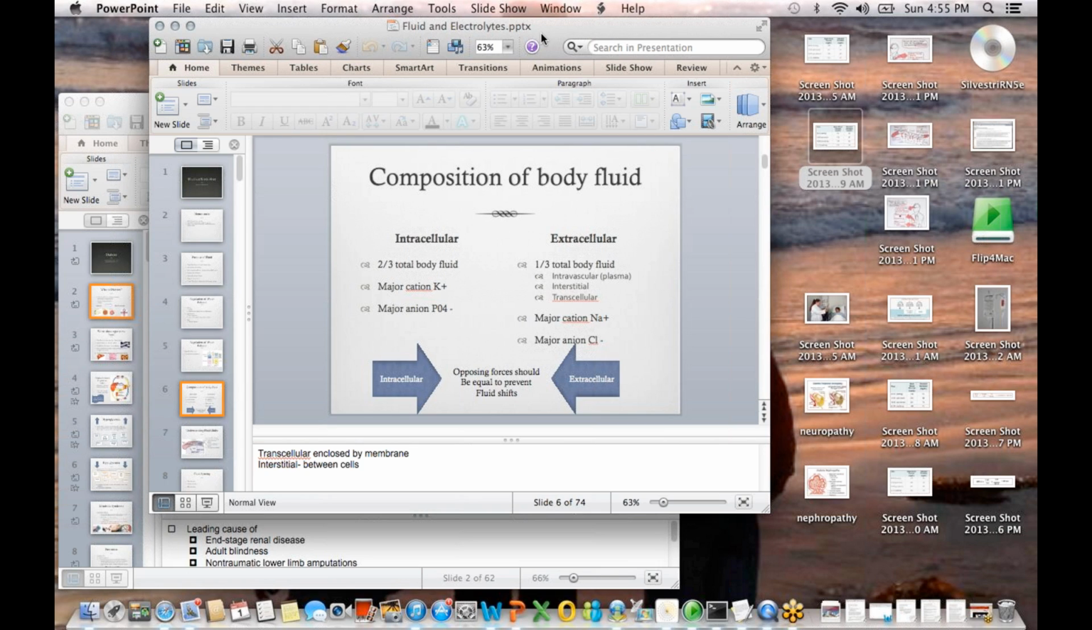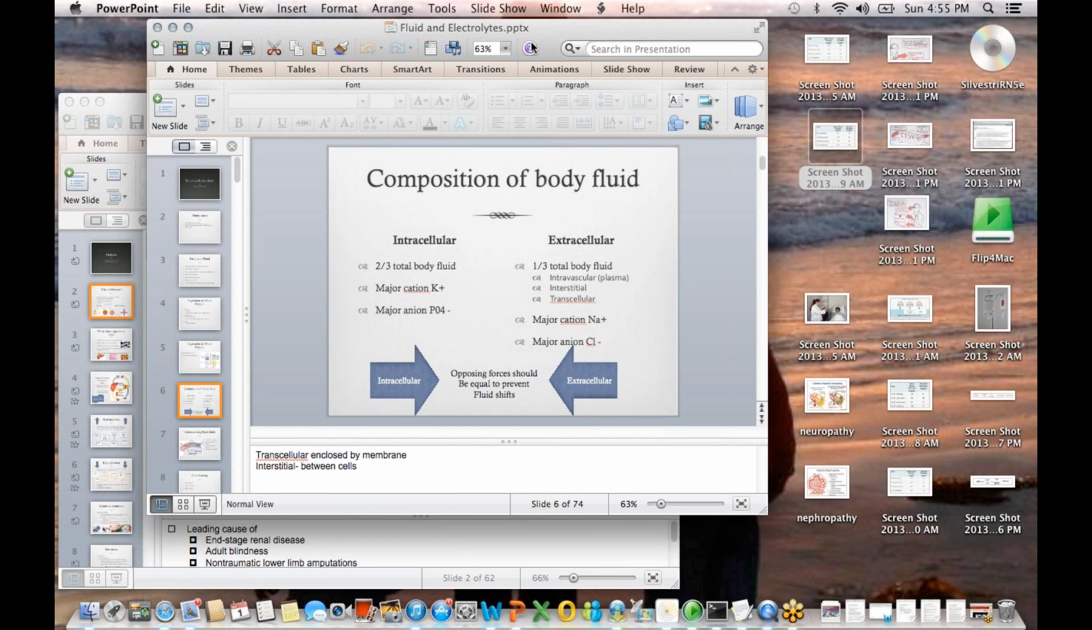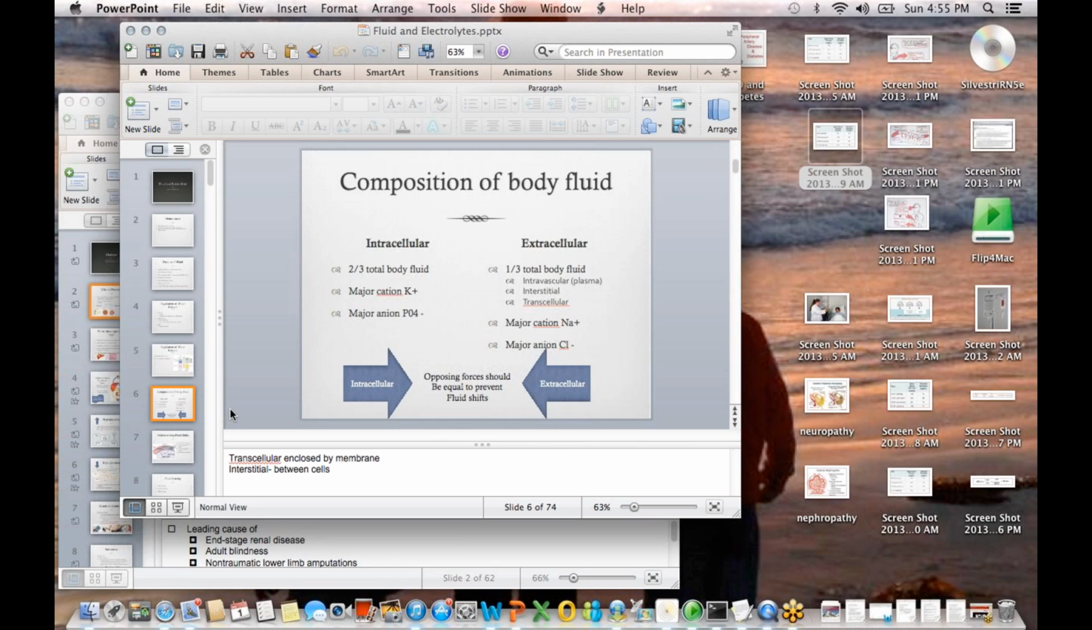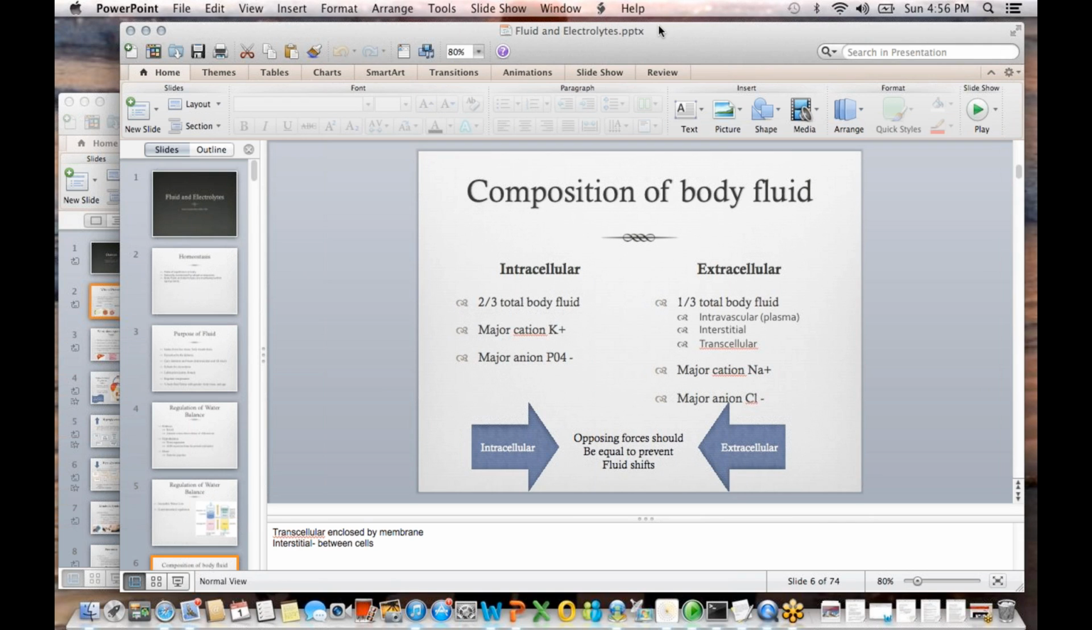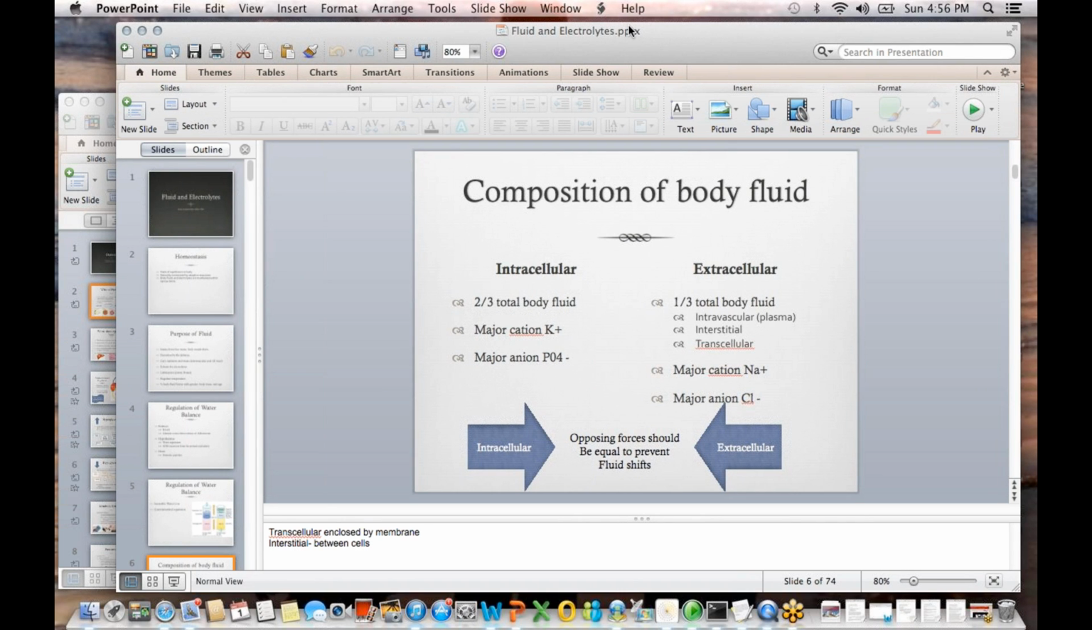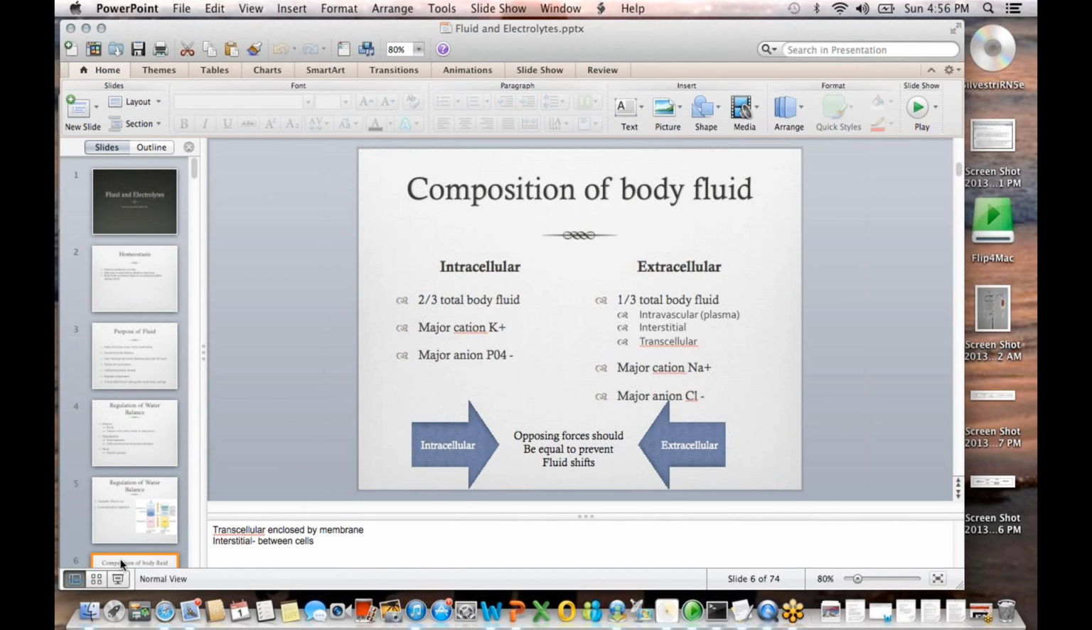So I have electrolytes up first. They wanted to go over that. So we're looking at the composition of body fluid. Again, the major intracellular and extracellular ions are important. We'll go over the values of the different electrolytes and what you're going to see as far as the signs and symptoms and the treatment.